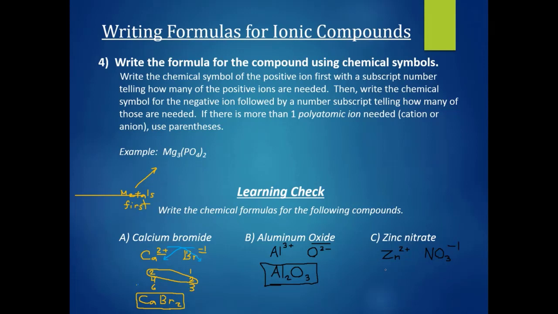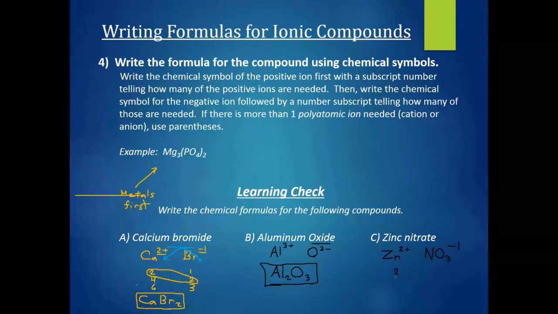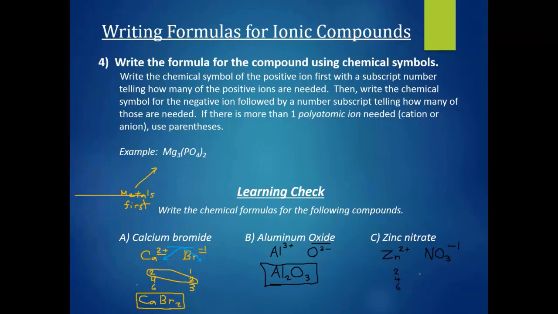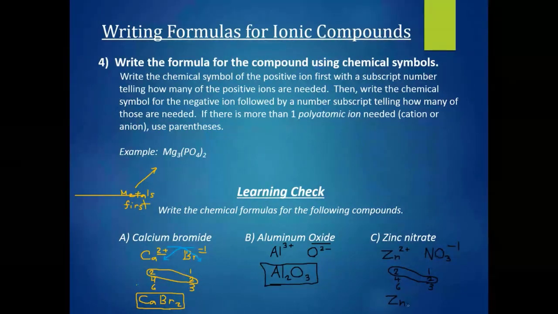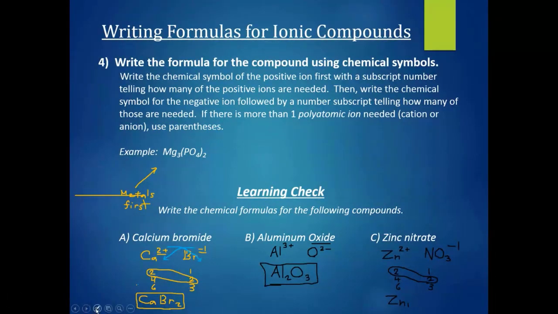Two. 2, 4, 6, and then 1, 2, 3. Those are your multiples. The lowest common multiple would be the 2, as Frank mentioned and as you mentioned. So I need how many zincs then? 1 Zn. And if I only need 1, I don't need to put a subscript 1. 1 is assumed if I don't put it.